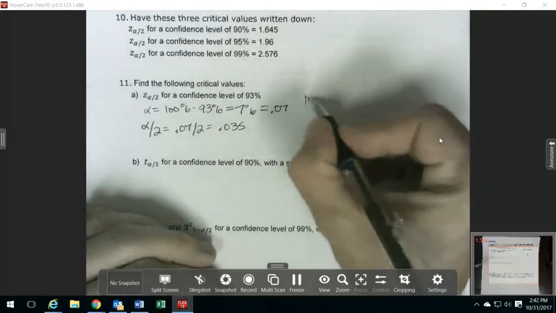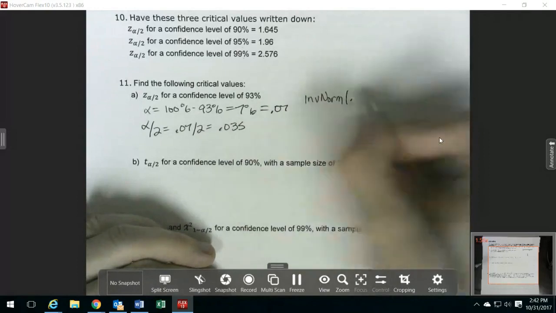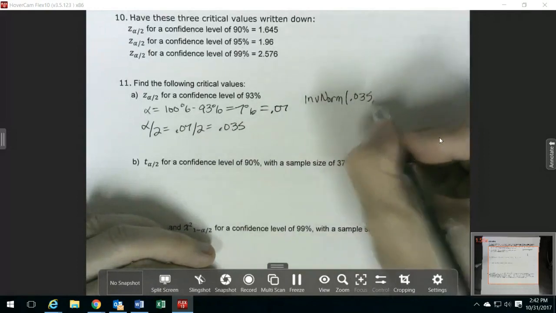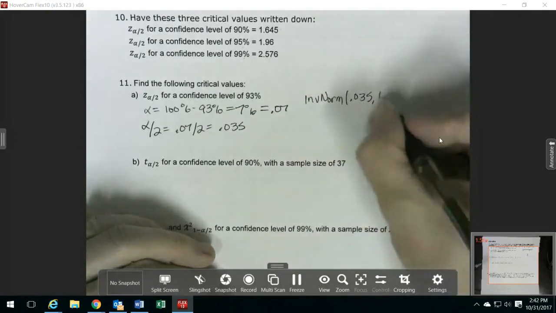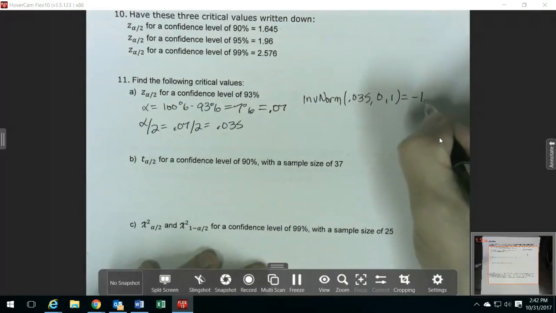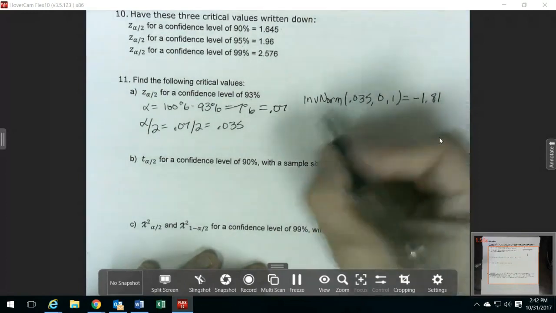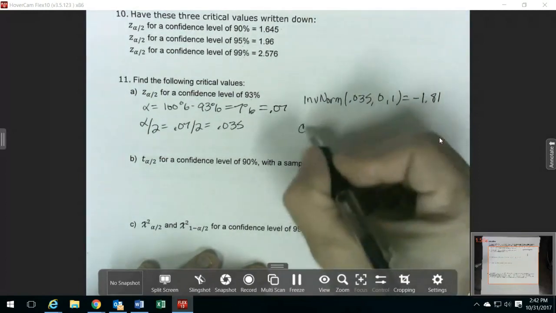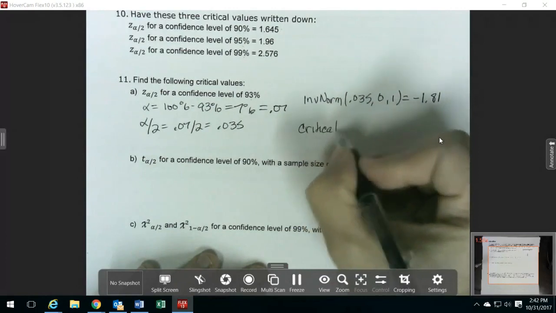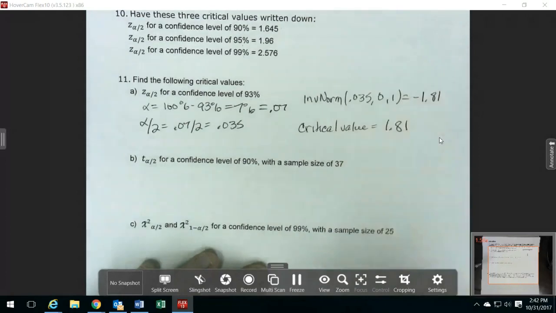So then what we're doing is we're using inverse norm. This is our area. And since we're talking about Z, that means our mean is 0 and our standard deviation is 1. On the calculator, it comes up to be negative 1.81. For the critical value, you just take off the negative. So the critical value we would just say is 1.81.